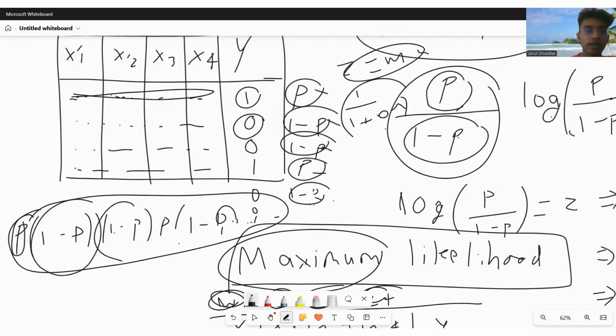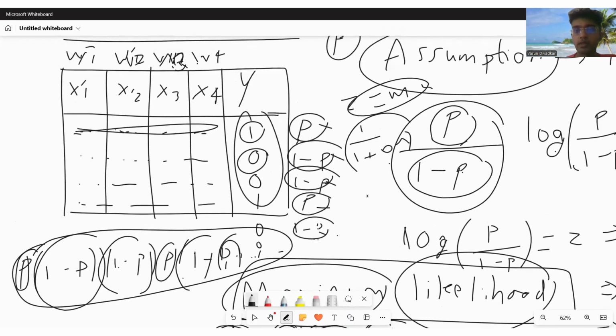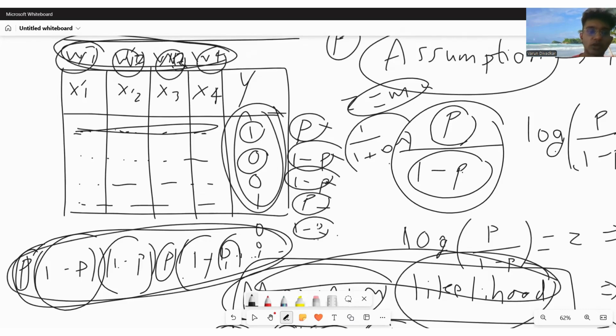If you multiply all these values, P into 1 minus P until the end, it shows the total likelihood of this event to happen. It basically says, given the fact that you see such an occurrence, what is the likelihood that these might be the coefficients? That's basically the maximum likelihood. Okay. So it tries to find the best values of W1, W2, W3, and W4, which will maximize this product. That's called the maximum likelihood.